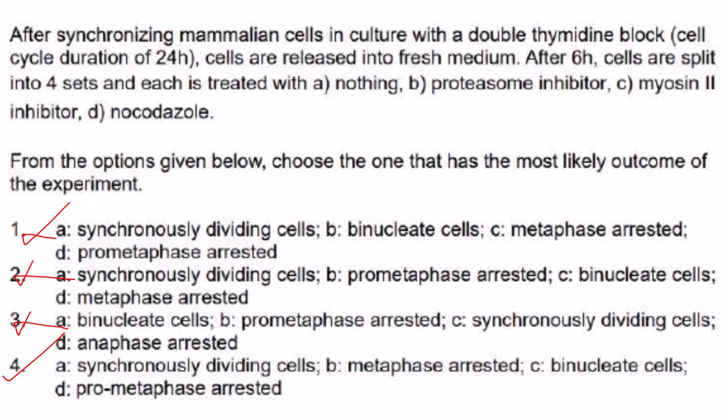Then nocodazole, it is a microtubule depolymerizer. That means tubulin dimers are removed from the ends of the microtubule, causing it to shorten. That is what nocodazole is doing. So nocodazole will arrest the cell in prometaphase, because in that stage the microtubules are more prominent and they are polymerizing in normal cell division. So at that stage the cells will be arrested if you treat them with nocodazole. So the answer is option 4.